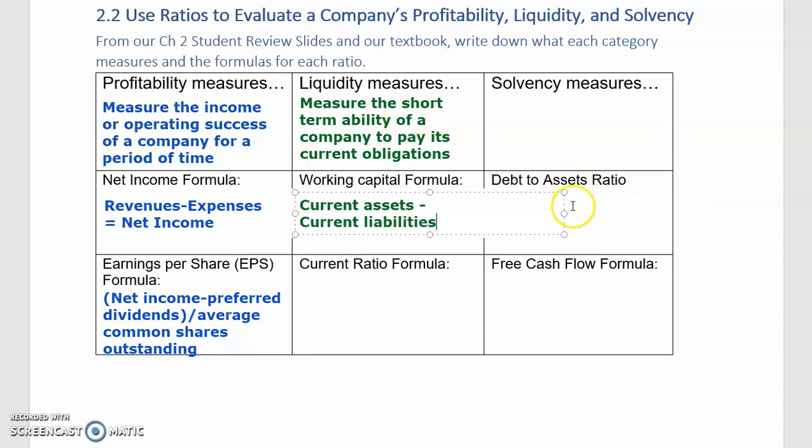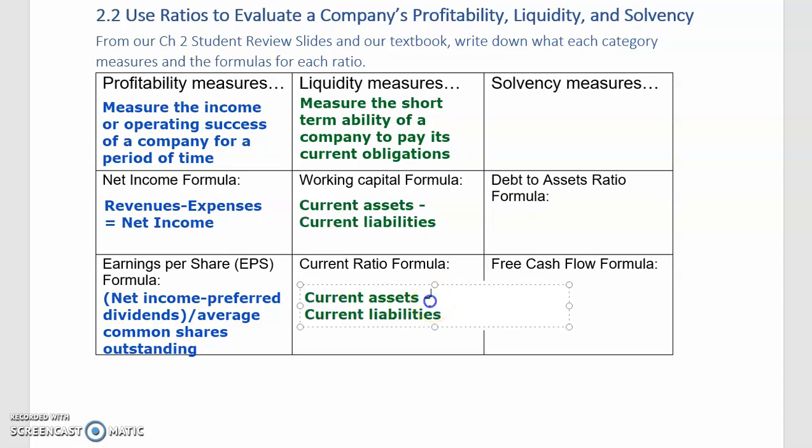And that's one of the reasons why we prepare our classified balance sheet, because it's easy for us to see the current assets amount and the current liabilities amount. And we want to make sure that our current assets exceed our current liabilities. And for the current ratio, we would take the same current assets, and now we're going to divide by our current liabilities because we're looking at these ratios as a proportion.